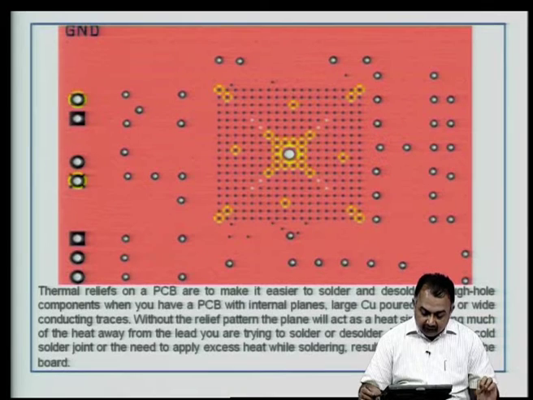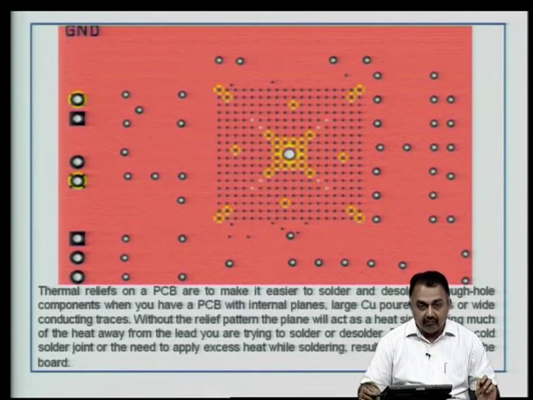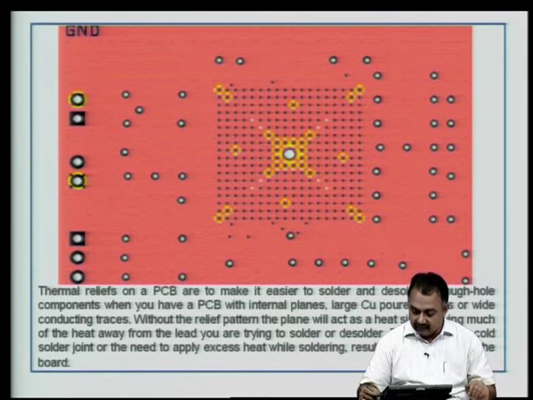So, without the relief pattern, the plane will act as a heat sink, drawing much of the heat away from the component lead that you are trying to solder or desolder. This could then become a cold solder joint, and you will try to apply more heat, damaging the board, damaging the pin or the solder ball or the component itself.